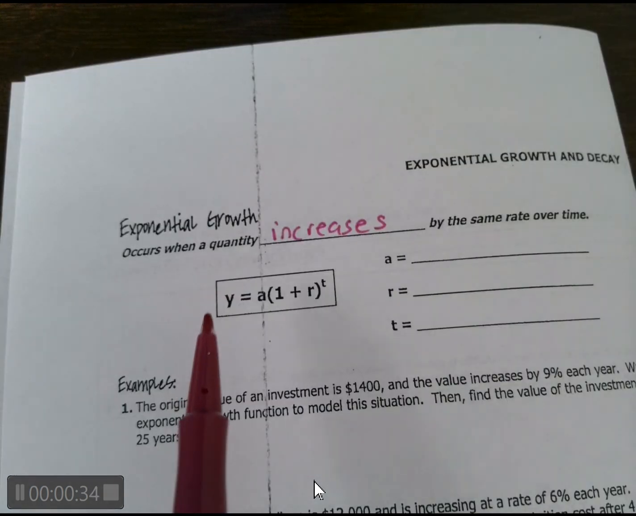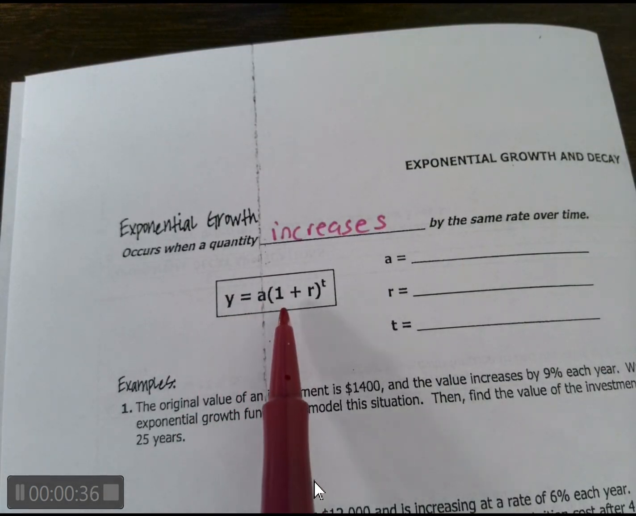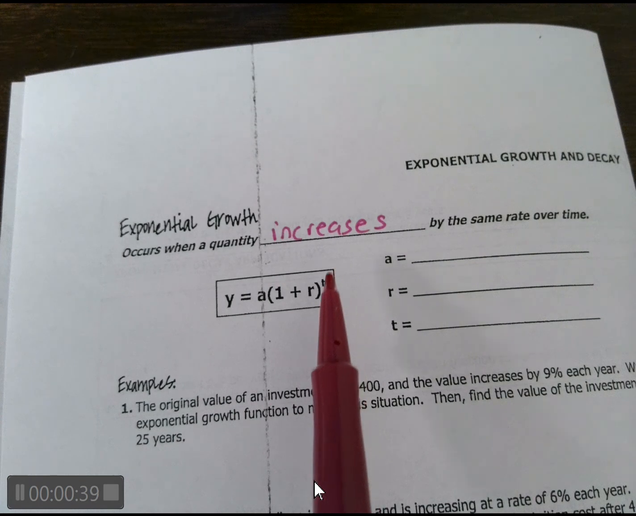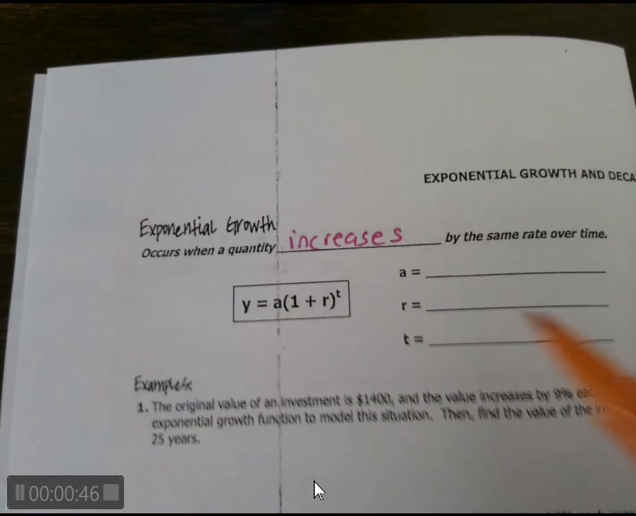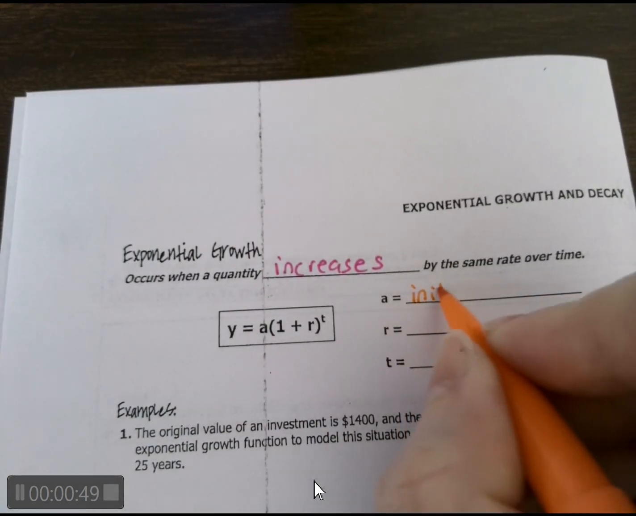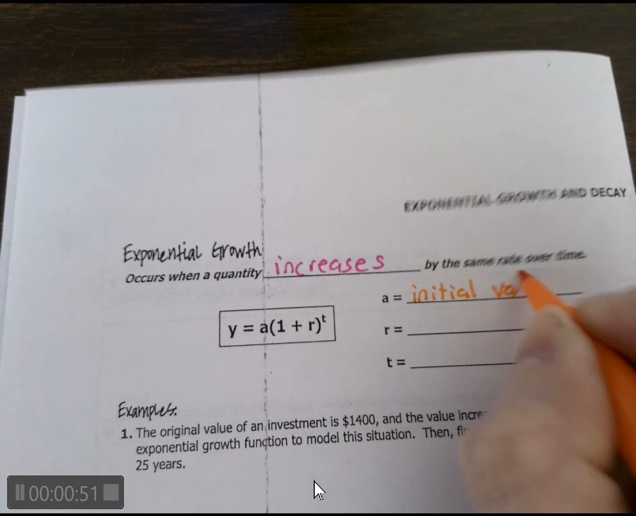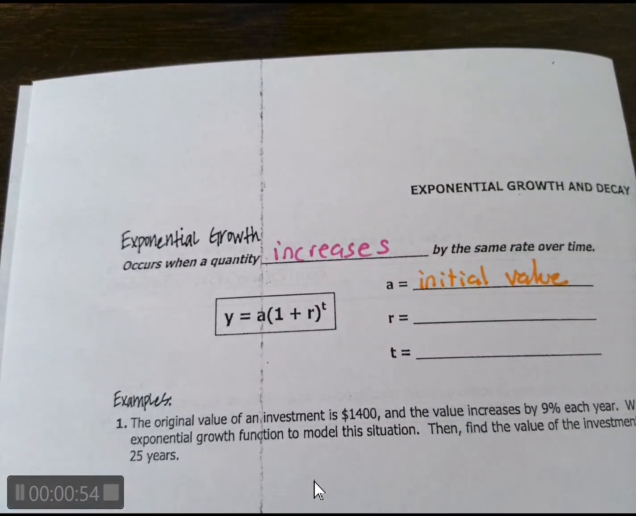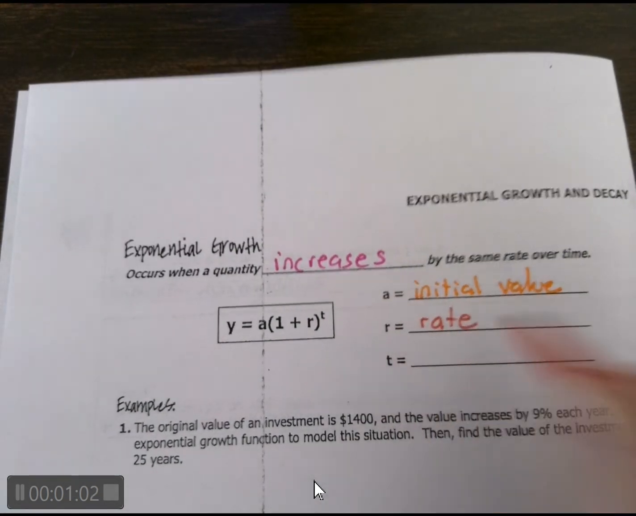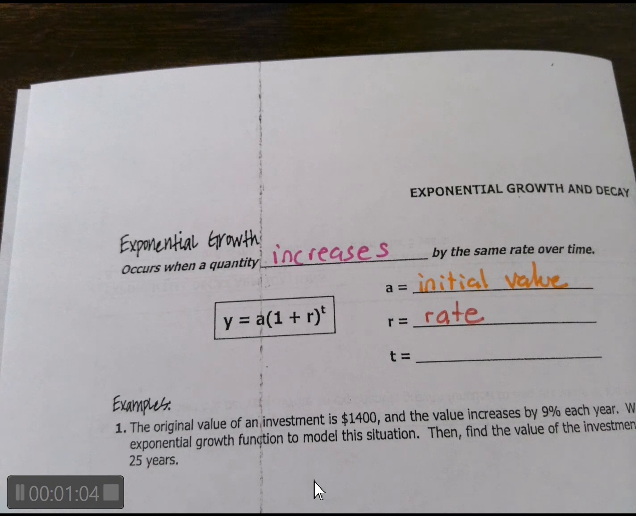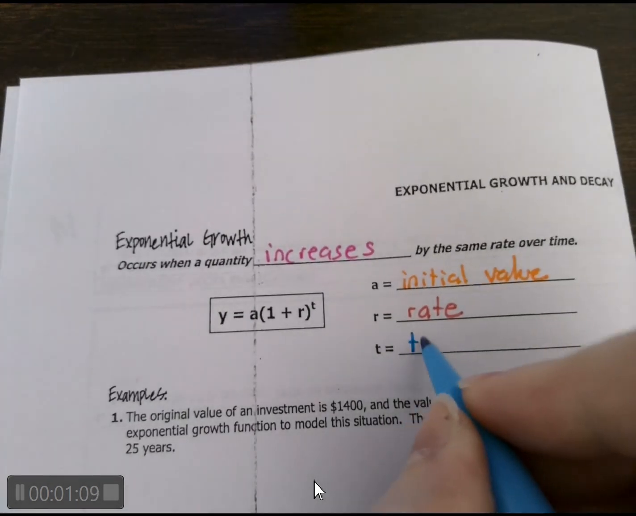And so we have our equation y equals a, parentheses 1 plus r, end parentheses to the t. So this time our t is our exponent. And luckily our a is still going to be our initial value. And then our r is going to be, that's right, you guessed it, rate. Which means that our t is going to be time.